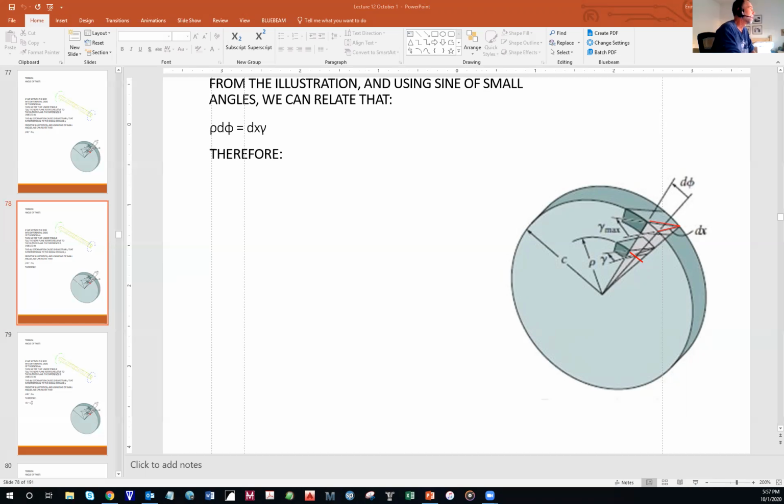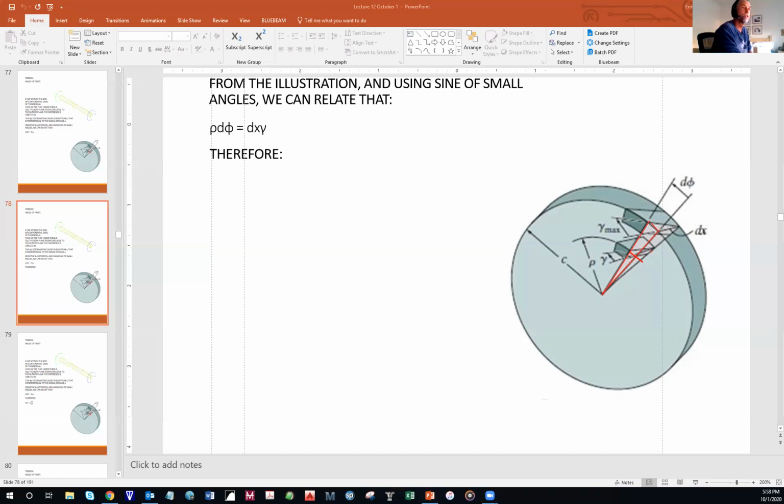Okay, but now from the other direction, if I take rho all the way to the surface like this, and then I create this angle here, this angle is d phi, and d phi times rho, which would be the distance to the surface, is equal to this length right there. Okay, that makes sense.